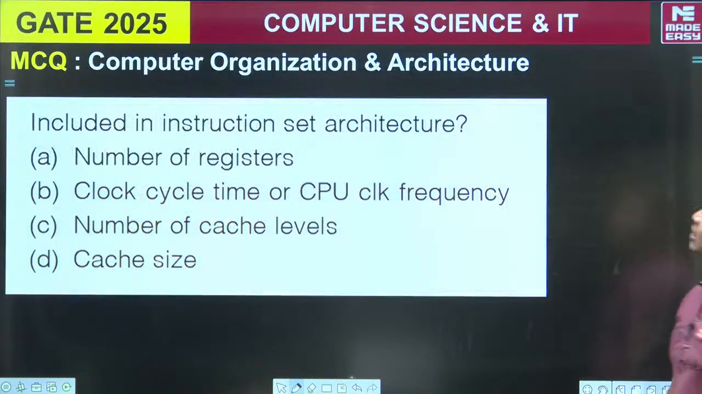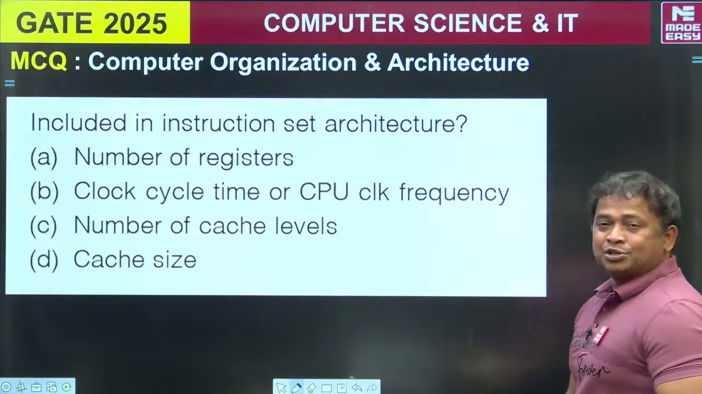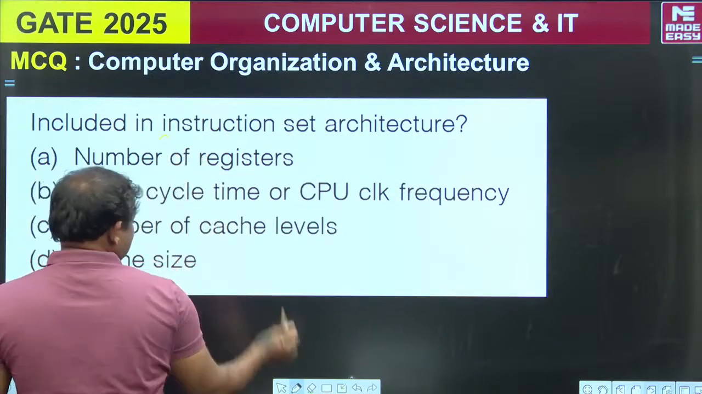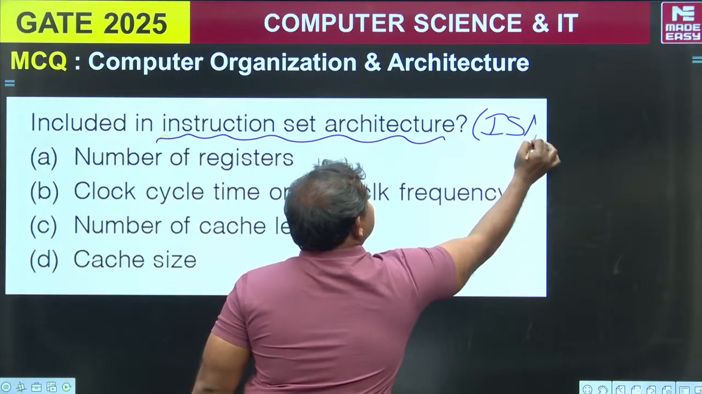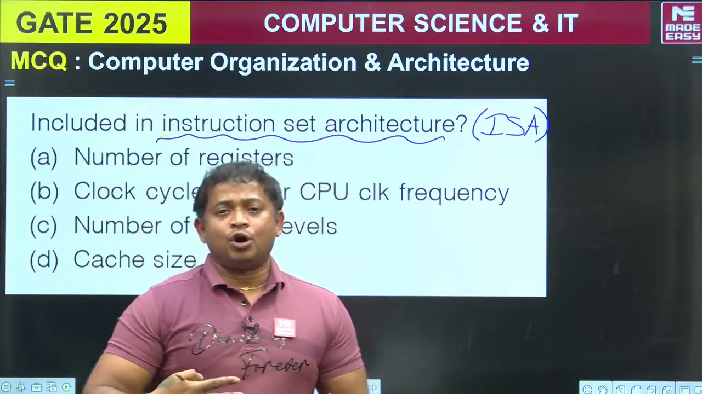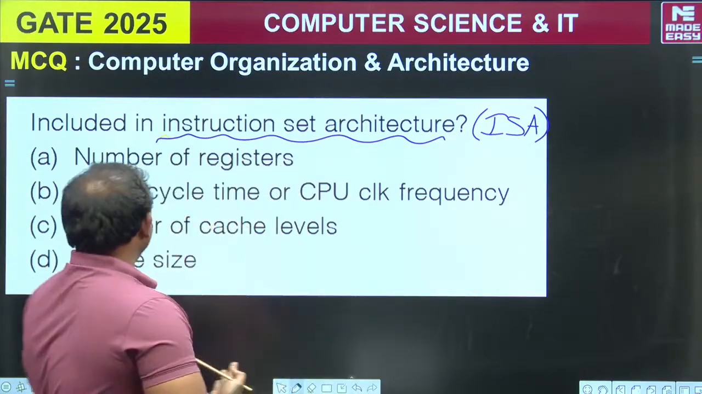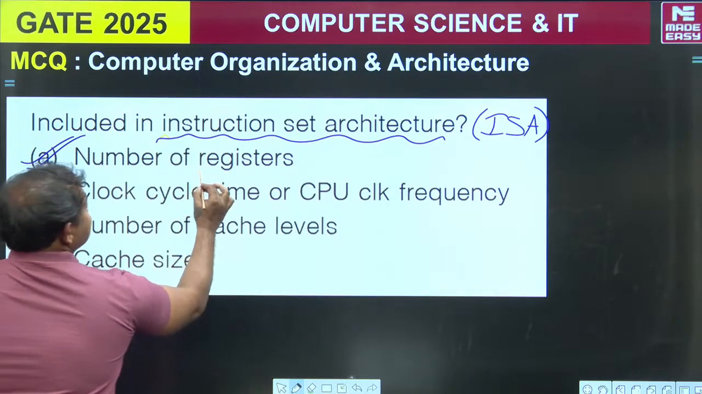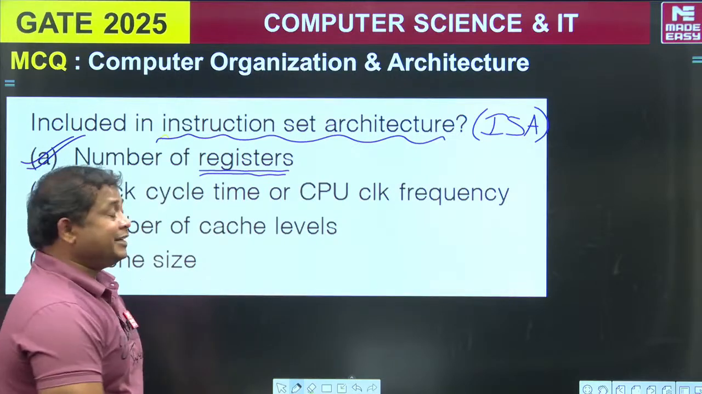Next, this is another question based on the students' memory. This question belongs to the ISA machines, that is instruction set architecture. As far as instruction set architecture is concerned, what kind of components are described in the architecture of a computer? When we see the given options, in every architecture a compulsory number of registers are described. How many registers are included in the system depends on the architecture.